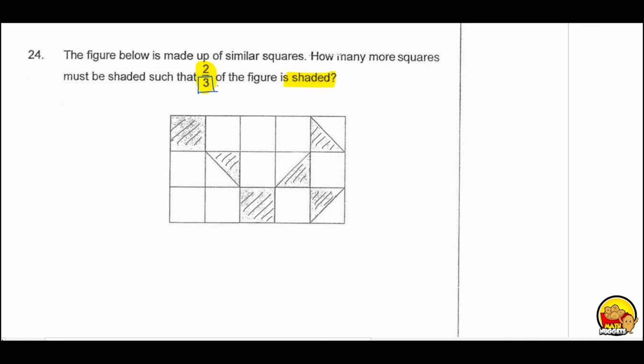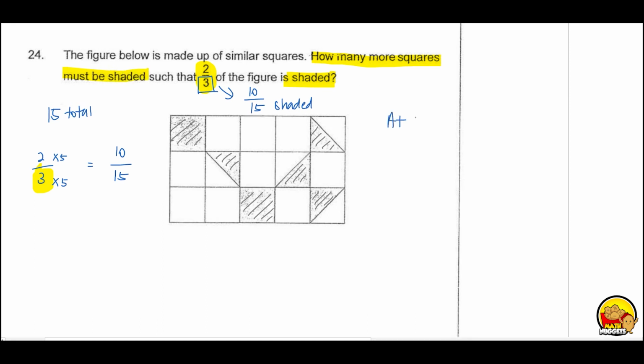Thing is, I need to change my denominator. How many squares do I have in total? 5, 10, 15. I have 15 squares in total. So since they want 2 out of 3 shaded, I'm going to change my denominator to the total, which is 15. So I times 5. So meaning they actually want 10 out of 15 shaded. How many more squares must be shaded?